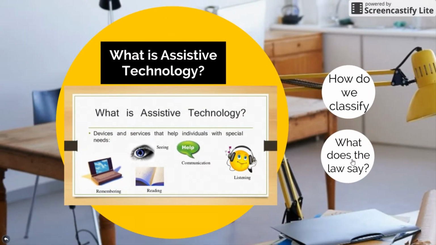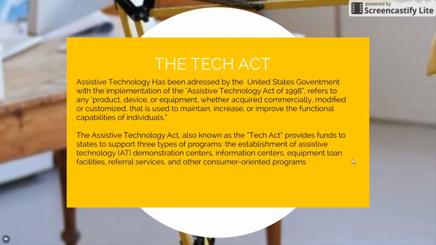So what does the law say about it? The Tech Act, also known as the Assistive Technologies Act, provides funds to states to support three types of programs. These establish assistive technology demonstration centers, information centers, equipment loan facilities, referral services, and other consumer-oriented programs, which your schools are included in.